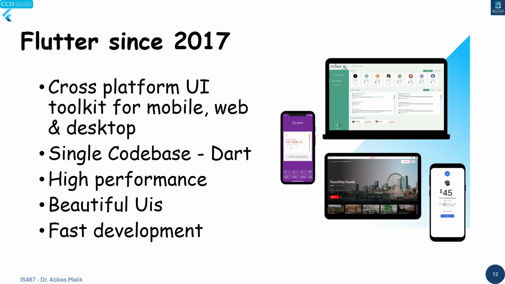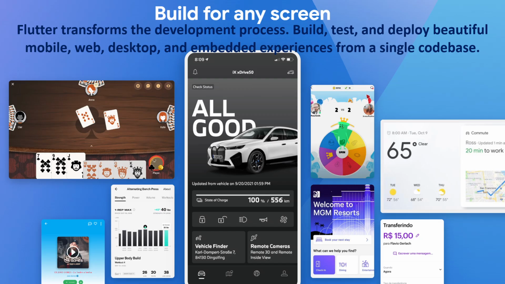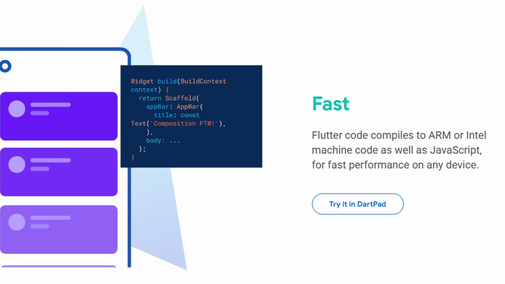Google has provided us a lot of different libraries which we can use out of the box, and then we can build native applications for Android and iOS. And fast development, again, as I told you, we can build the application for both Android and iPhone. We can also develop the application for web, desktop, and other screens or platforms.